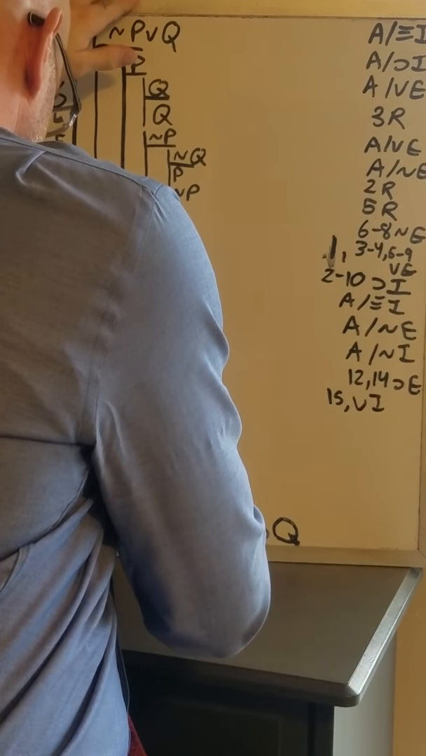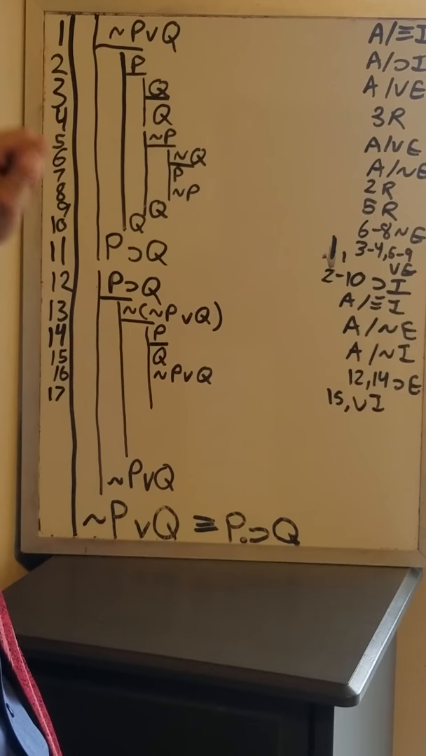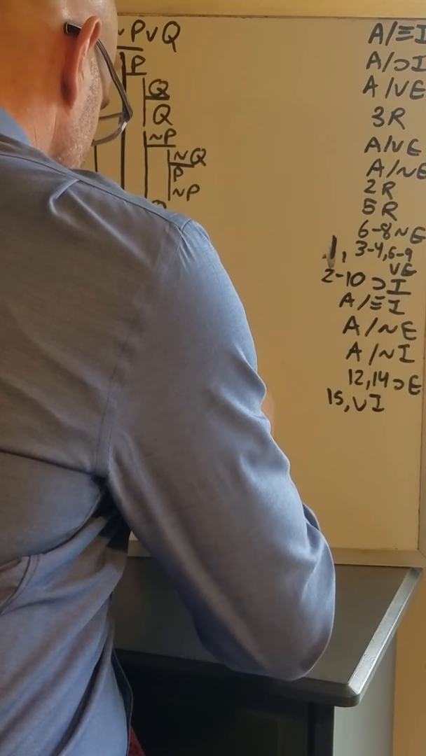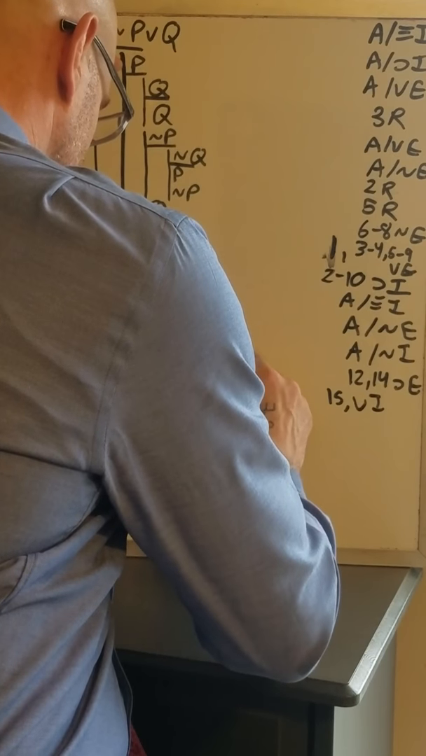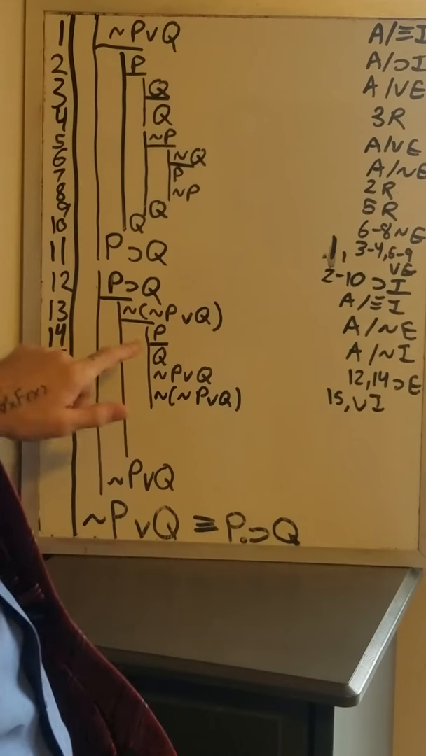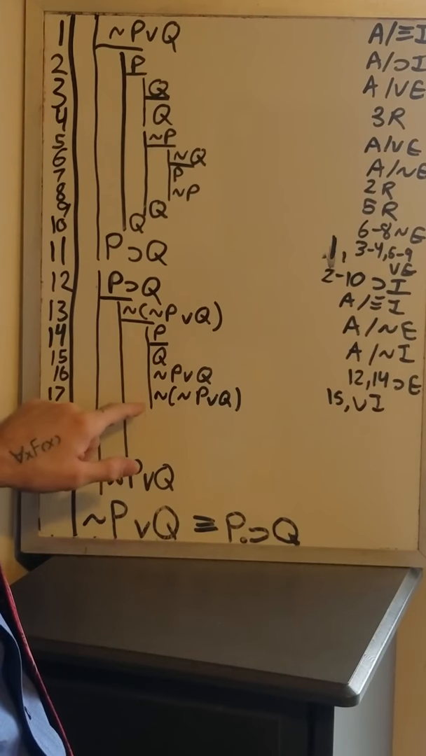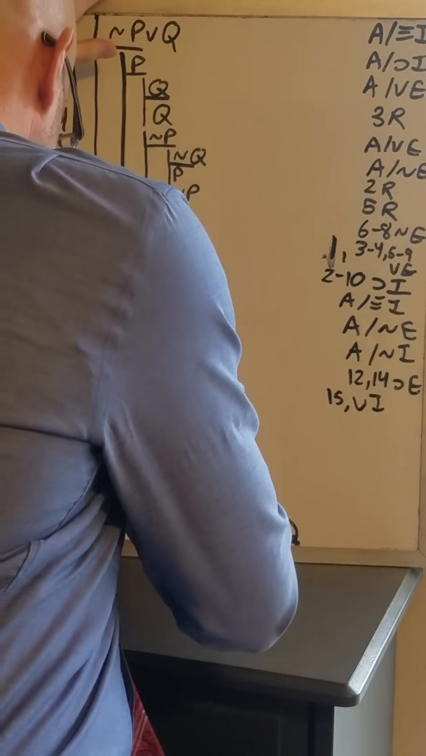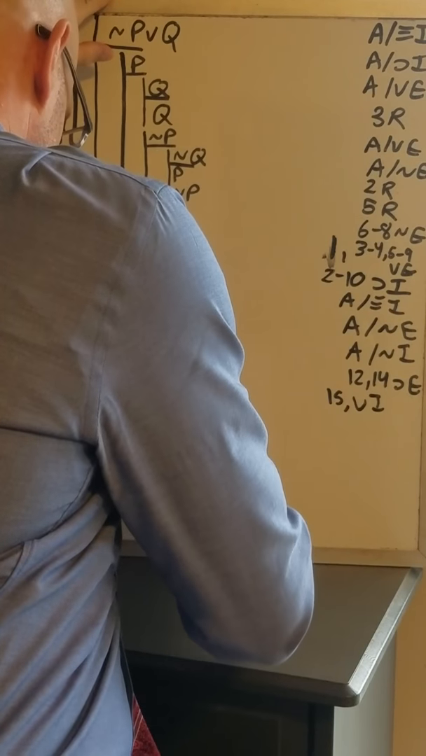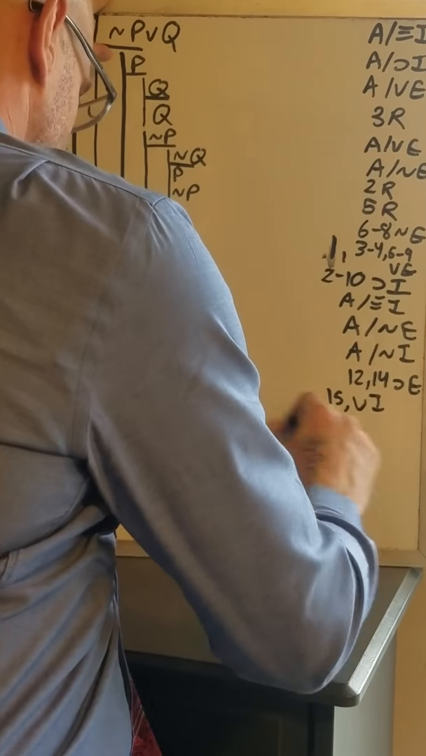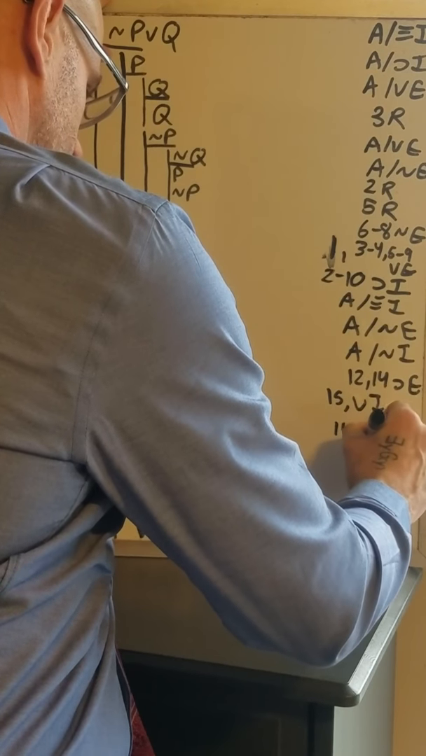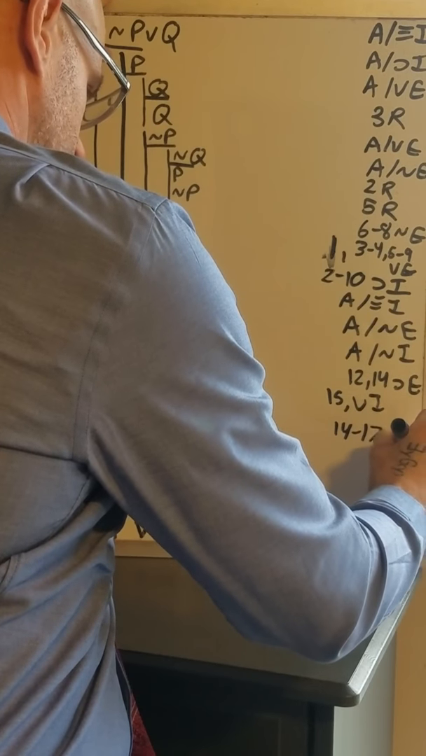Now on line 17, we're going to reiterate this into here. So we have our contradiction. And now we have a contradiction, we're able to close this out and conclude that not P, by lines 14 through 17, negation introduction.